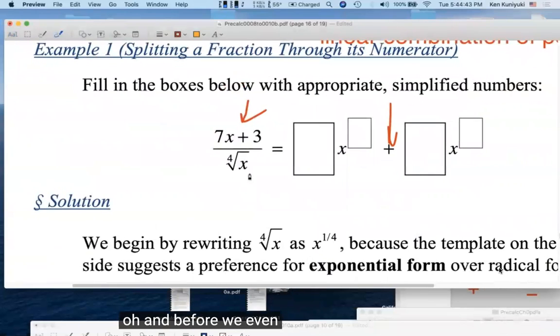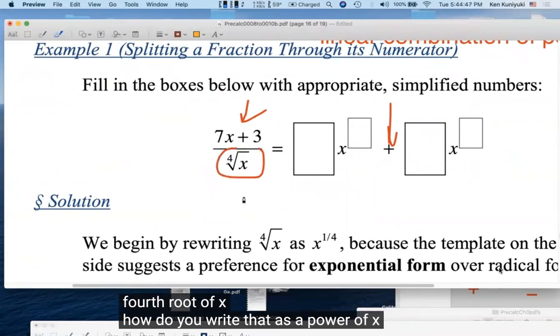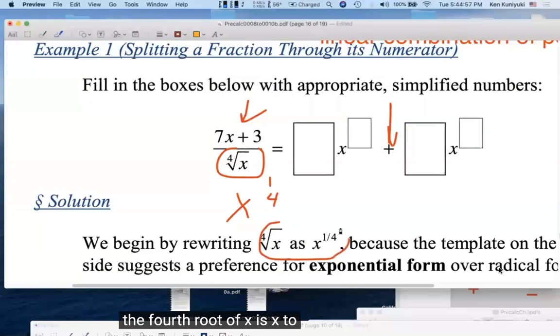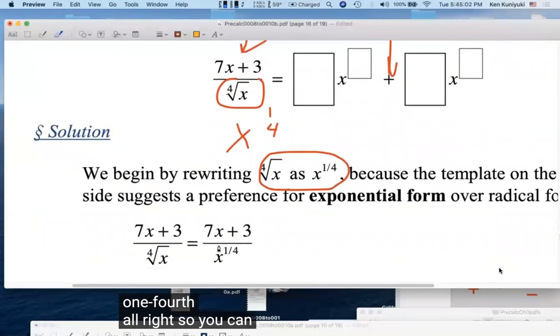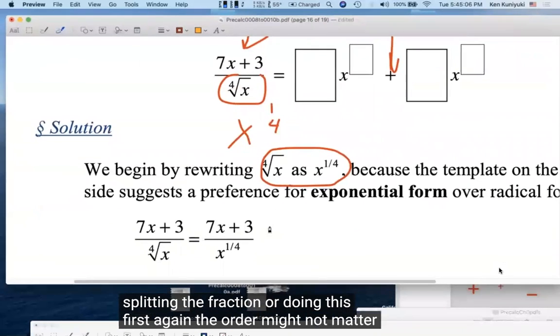oh, and before we even go there, the fourth root of x. How do you write that as a power of x? The fourth root of x. That's x to the 1/4. The fourth root of x is x to the 1/4. All right. So you can start by either splitting the fraction or doing this first. Again, the order might not matter.